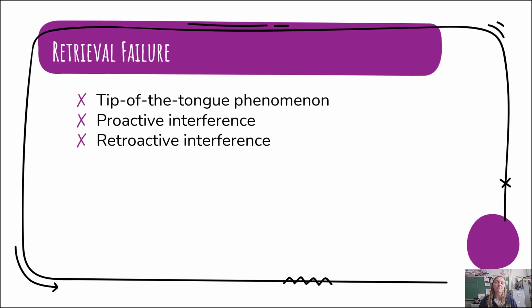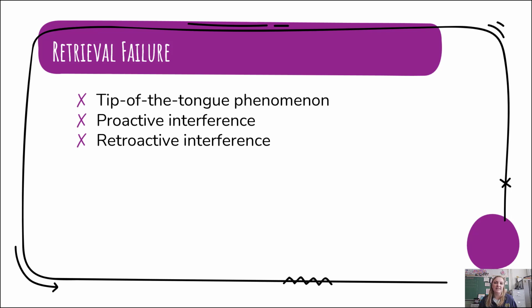There are a few different types of retrieval failure that you should know about. The first is the tip of the tongue phenomenon. And the tip of the tongue phenomenon is the idea that you can't retrieve a specific memory or a specific name or word, but you know it's there. I have this all of the time. I can't think of the word that I'm trying to use or look for, and then I kind of just stumble because I don't have that word right on the tip of my tongue.